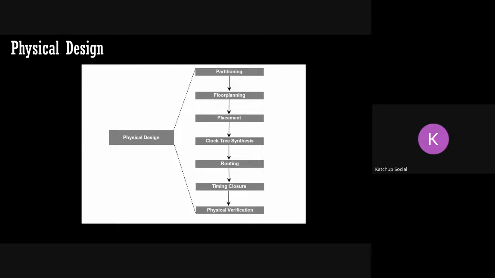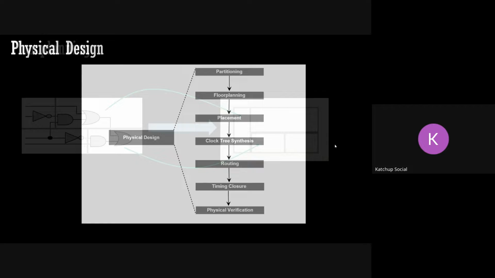And then you do timing closure. Timing closure is just a fancy word for making sure you are meeting setup and hold timing, which you have learned in college, in each and every flop. And then you do physical verification. So let's understand some of these steps.